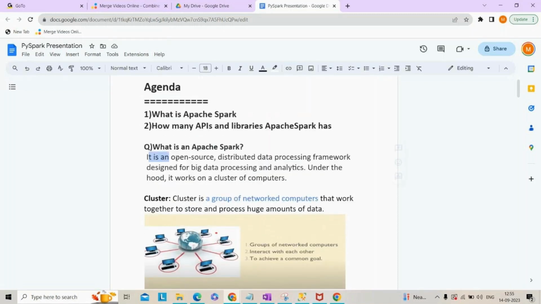It is an open source distributed data processing framework designed for big data processing and analytics. Under the hood, it works on a cluster of computers.